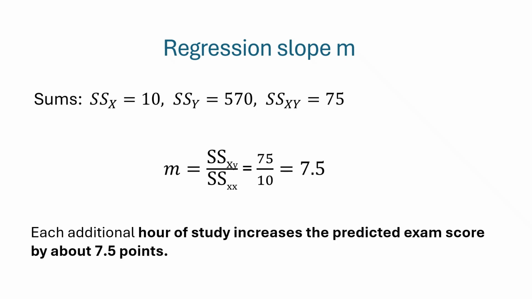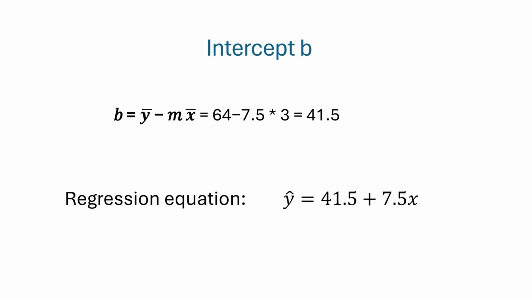Next, we calculate the intercept using the slope 7.5 and the mean values of X and Y. This gives us an intercept of 41.5. Therefore, the regression equation becomes y hat equals 41.5 plus 7.5 times X.